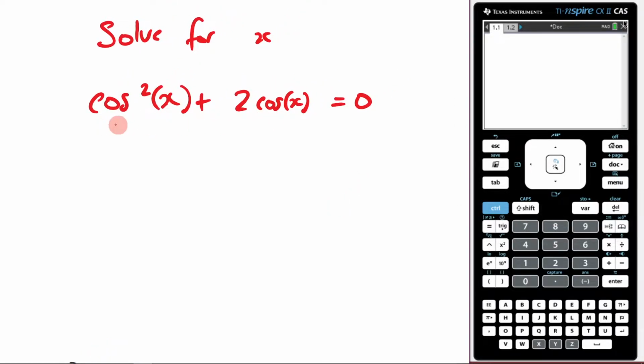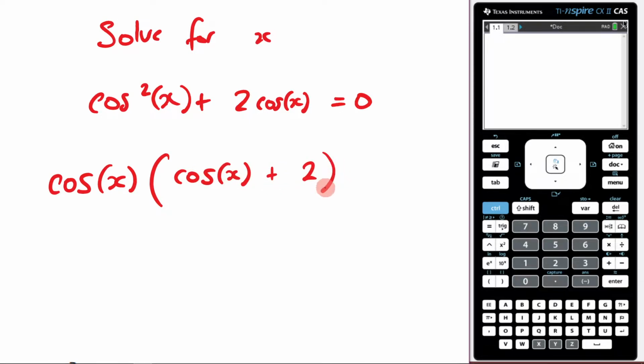So think to yourself, how could I manipulate this? Well, I've got a common factor of cos because cos is found in each term. So let's take cos out. If I take cos out, that means I would have cos of x here plus 2, and that would be equal to 0. Because think, cos of x times cos of x is cos squared of x, and cos of x times 2 is 2 cos of x. So that's how it's working there.